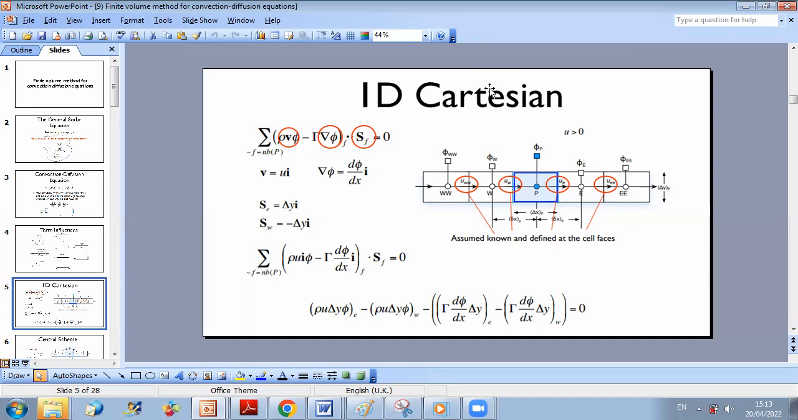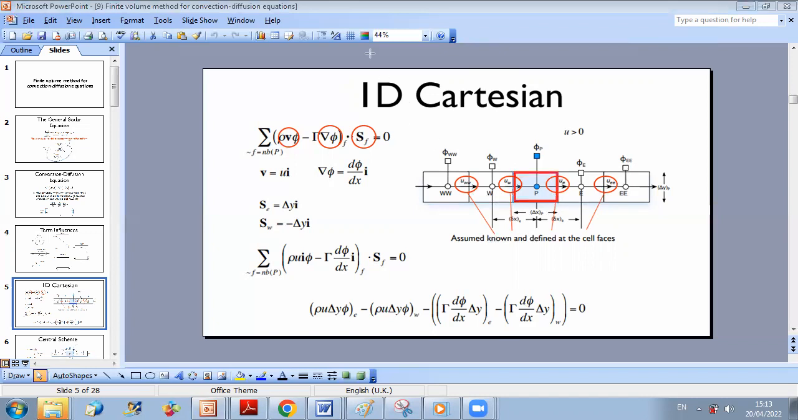Now, for the convection diffusion case, we'll take a simpler domain, a 1D Cartesian domain, and we'll develop together the equations. So the idea will be, as usual, in a first step, to divide the domain into several cells. And for each cell, we will write the conservation equation. Let me take the cell centered at P.